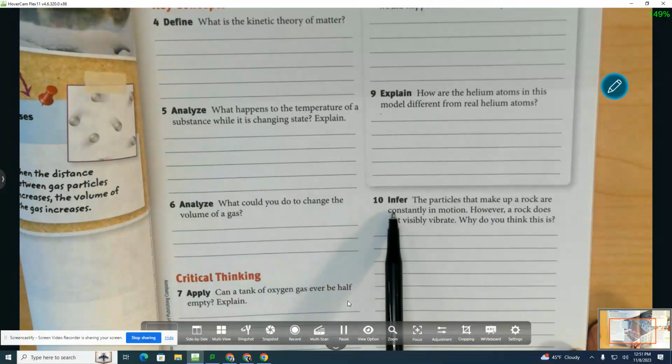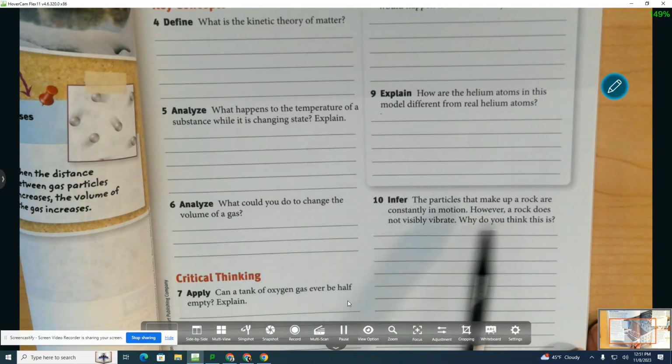And then finally, number 10, particles that make up a rock are constantly in motion. However, a rock doesn't visibly move or vibrate unless you actually moved it yourself. So why do you think that is? Why are the particles constantly in motion, even though the rock is not moving? All right, there you have it.